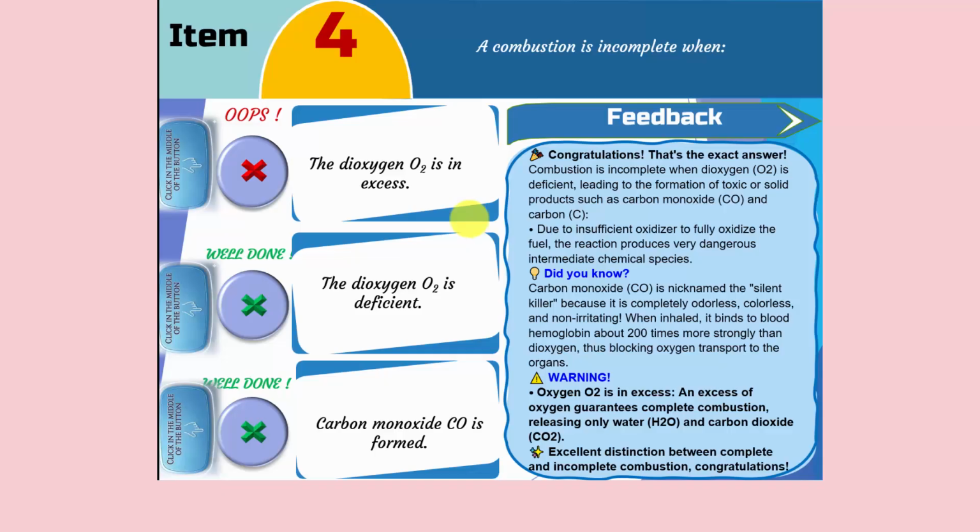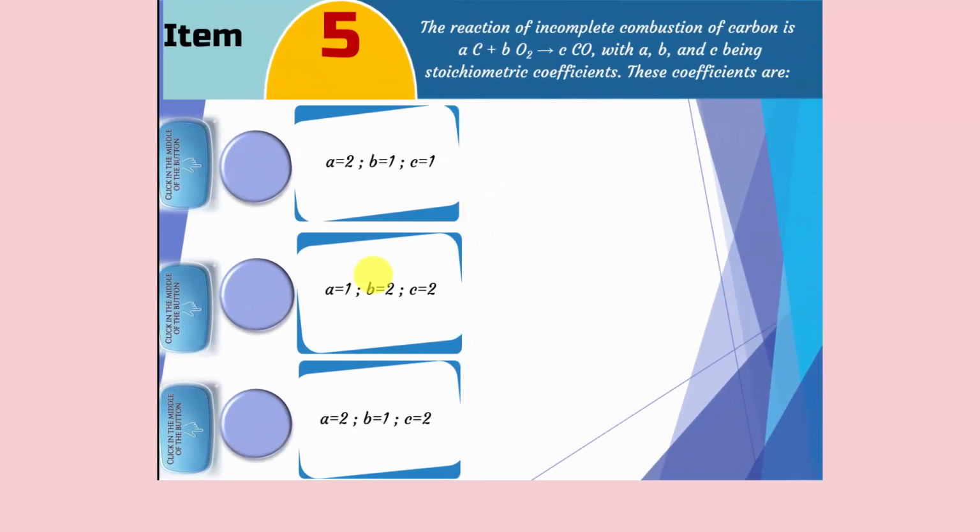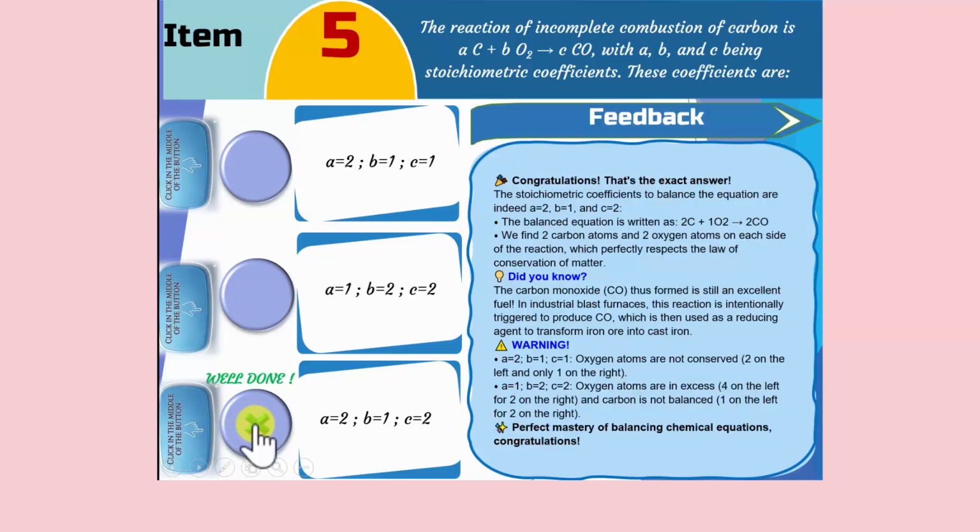The correct choice is A equals 2, B equals 1, and C equals 2. That gives the balanced equation 2C plus O2 produces 2CO. We have 2 carbon atoms and 2 oxygen atoms on both sides, so the law of conservation of matter is respected. The other options fail because either oxygen or carbon is unbalanced.